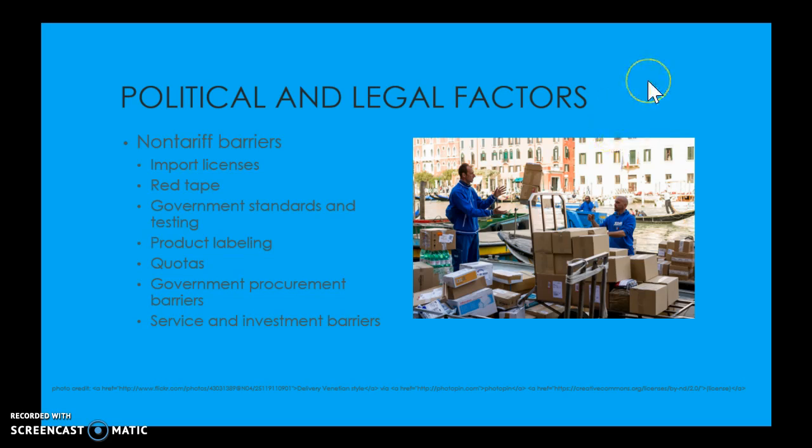Tariff barriers are fairly overt. You can see if somebody's slapping a tax on your product. However, it's very important to understand if there are other constraints that will make it hard for you to get your product into a country that are less overt. These are what are called non-tariff barriers. Examples are import licenses, red tape. You may find that you can import the product, but then it just sits on the dock while you're waiting to get all the paperwork done. Government standards and testing, quotas, government procurement barriers, and service and investment barriers.